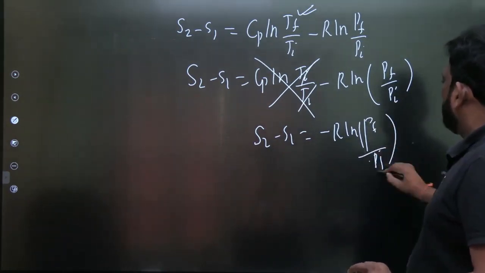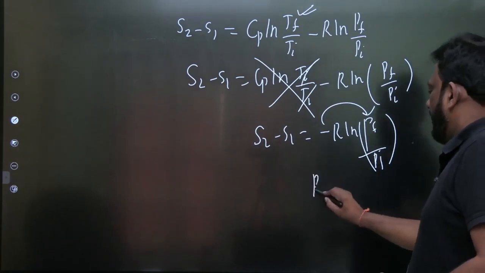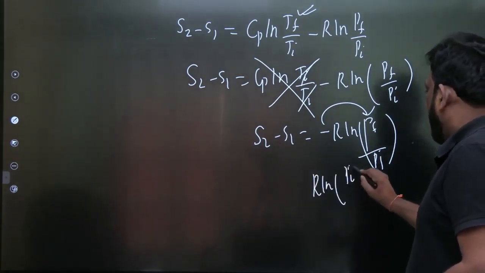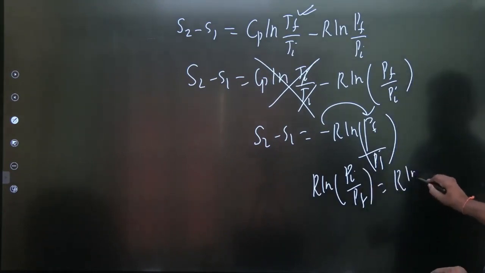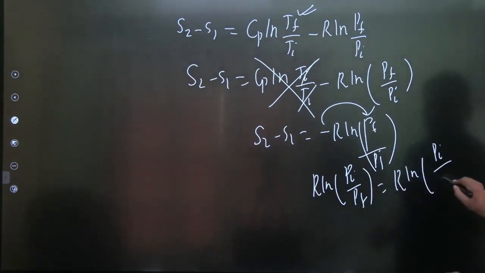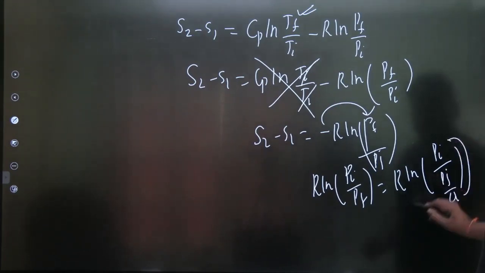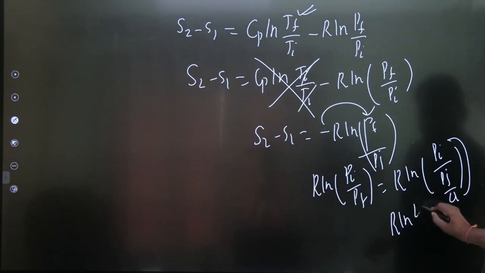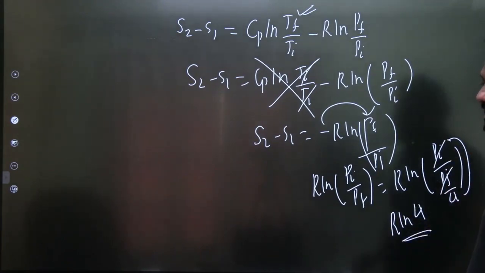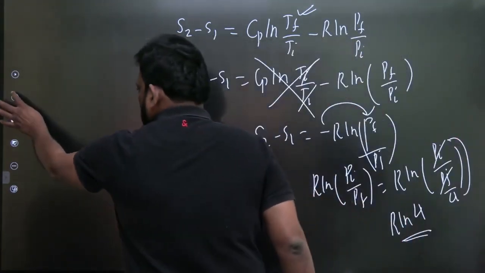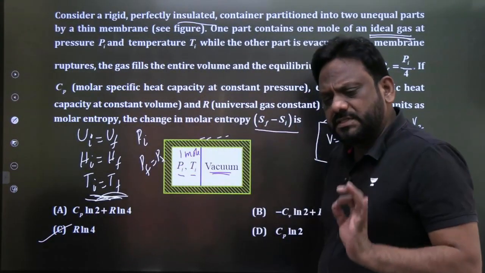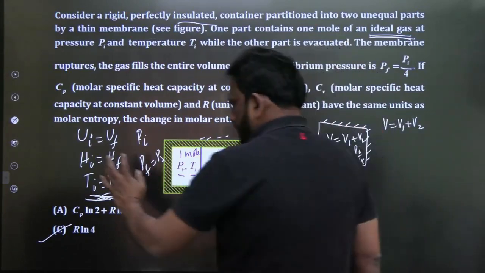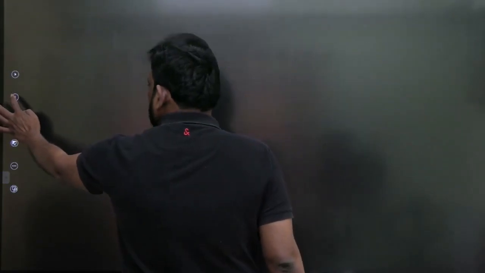So if you take minus inside, it will be R ln Pi by Pf. So this can be written as R ln initial pressure, and the final pressure is Pi by 4. So this 4 will go to the top. Therefore, R ln 4, Pi is gone. So the answer is R ln 4. Let me check whether that option is there or not. Yes, it is there. R ln 4. This is an expected question, though it is easy. Now let's go to the next question.